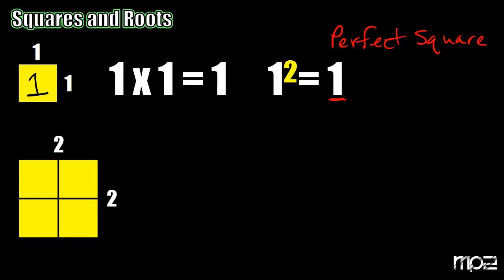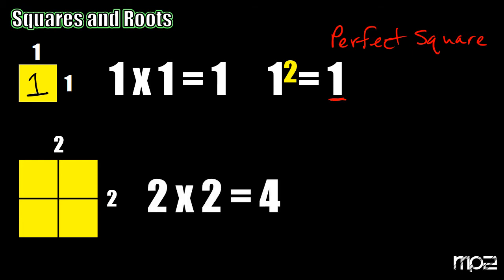And so what happens if I have this square here, both side lengths equaling 2? To define the area, I can do 2 times 2, being equal to 4. So my total area inside of this square is going to be 4. So I can say that 2 squared is equaling 4, and 4 would be a perfect square number.